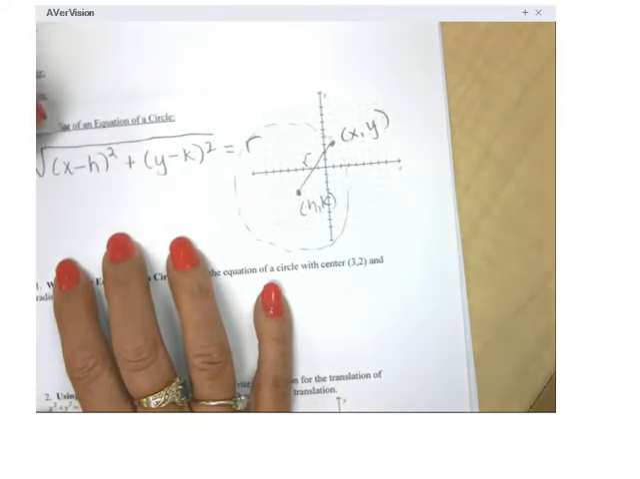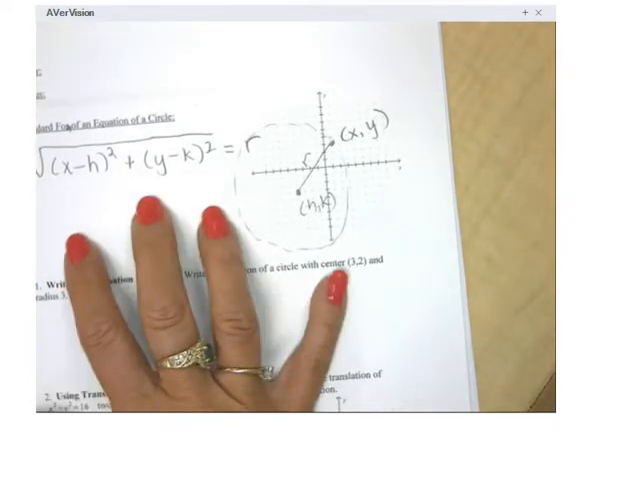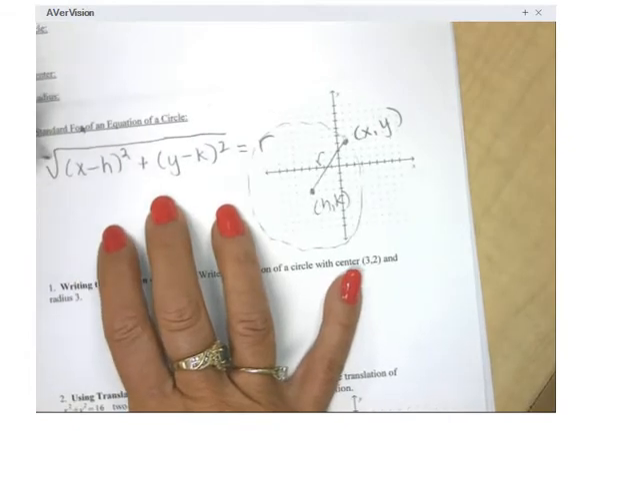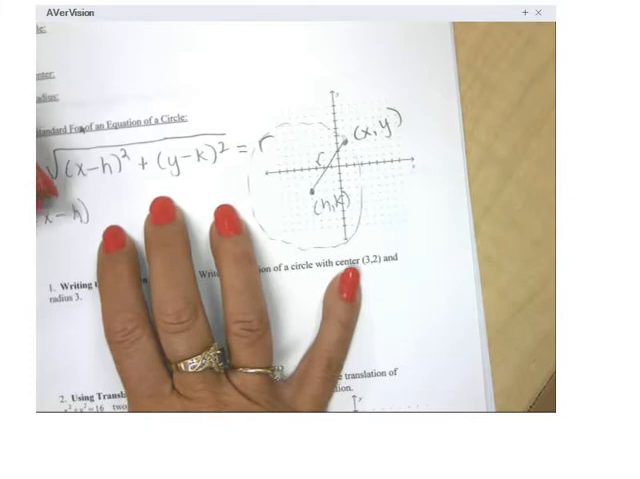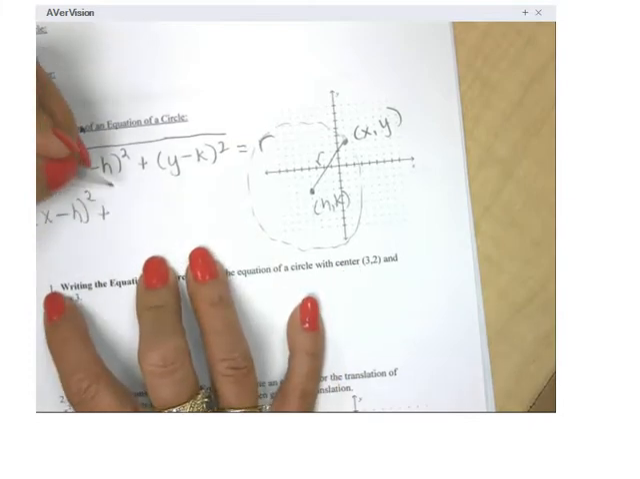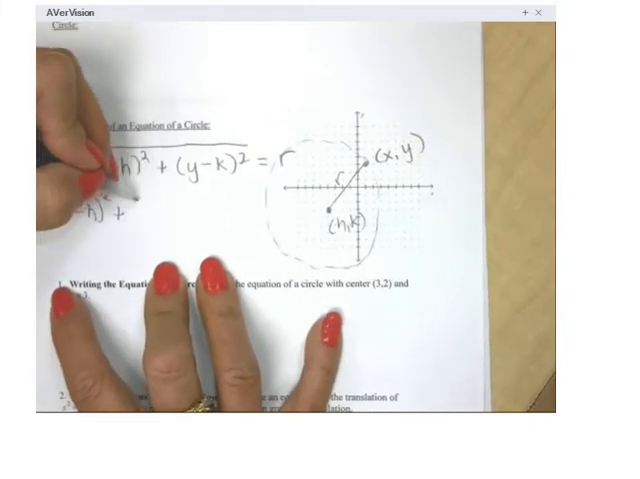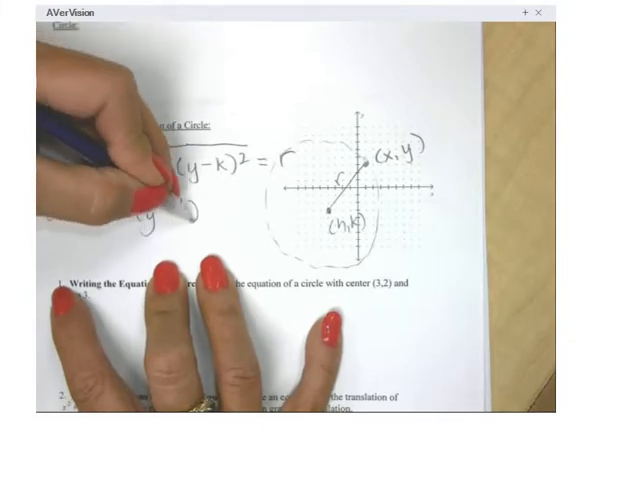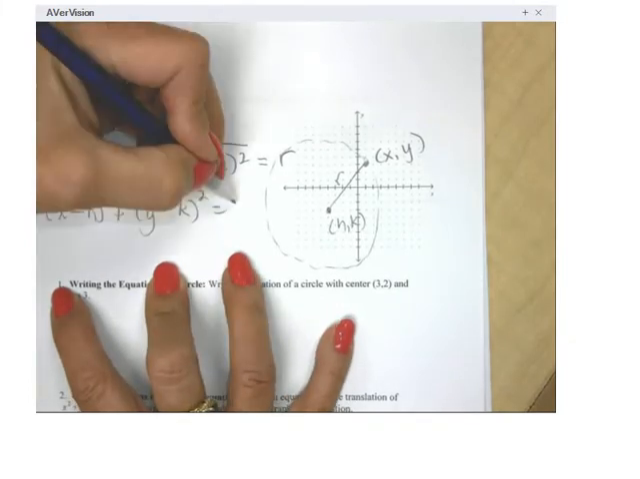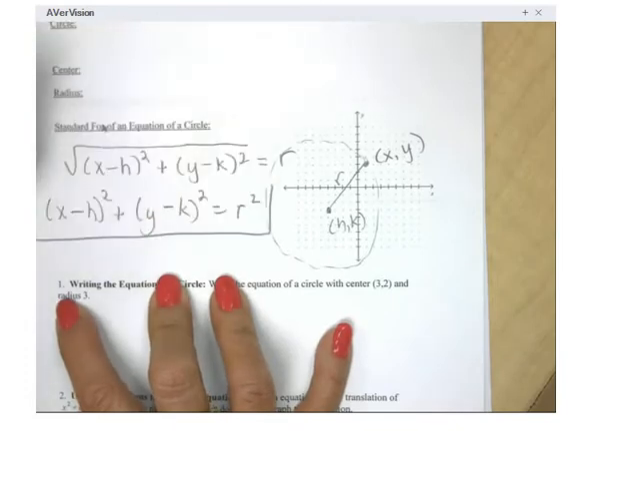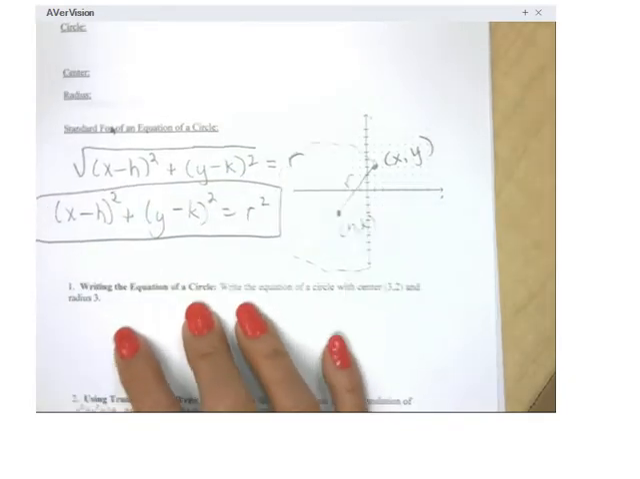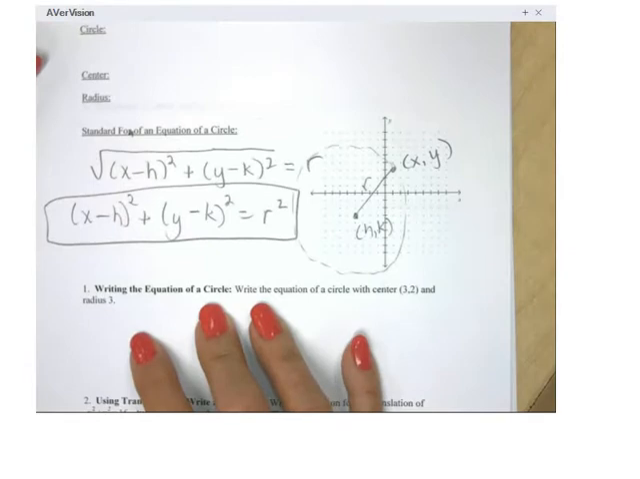Now that's not the standard form for the equation of a circle. I need to square both sides, so I end up with (x minus h) quantity squared plus (y minus k) quantity squared equals r squared. There is the standard form for a circle.